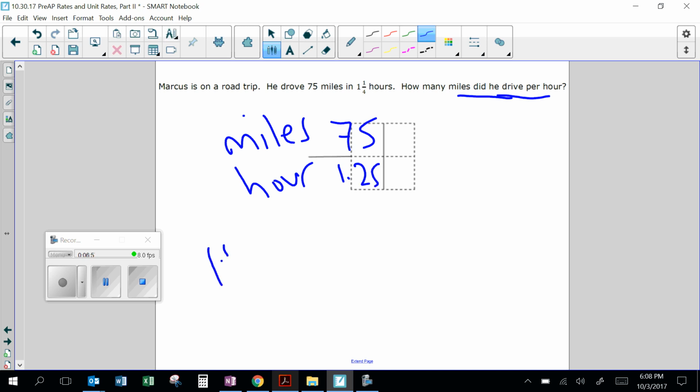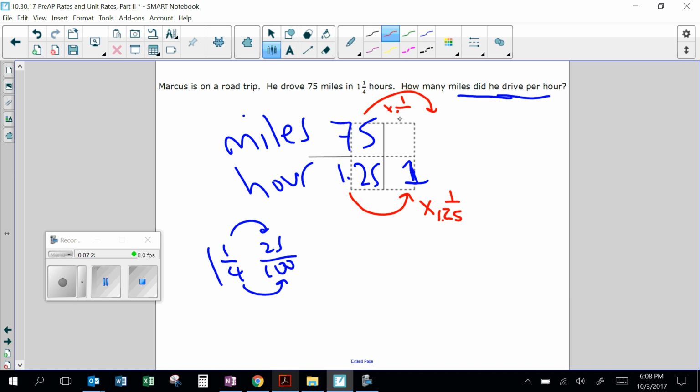In case you forgot, let's use place value. How many 4s go into 100? 25. So 1 and 25 hundredths. We want to find out how many miles in every hour, per hour, each hour. How can I turn 1.25 into 1 whole? I could divide by 1.25, or I could multiply by a scale factor of 1 over 1.25. So what is 75 times 1 over 1.25?